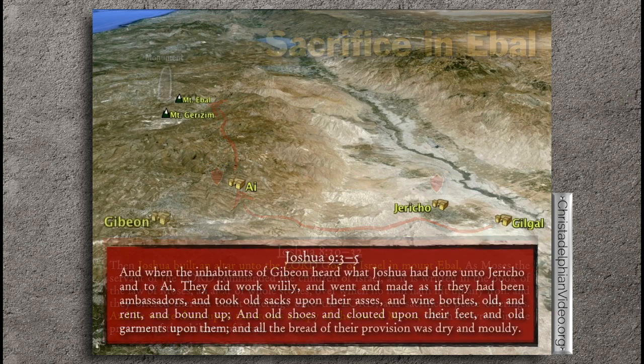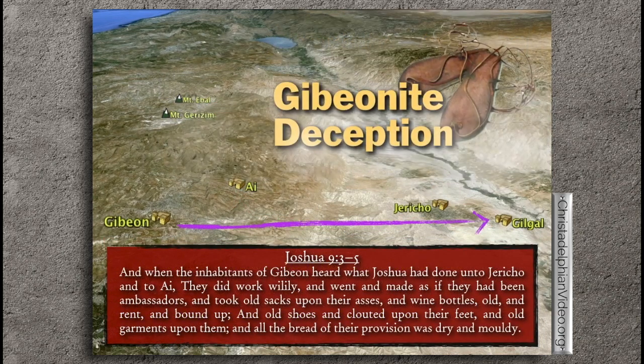Now, they're not that far away from this whole thing. Gibeon is right down here. Ebal and Gerizim up in the north. Ai is here. Jericho's there. They're camped at Gilgal. So the Gibeonites have watched them take out Jericho. They've watched them take out Ai. And then they're like, well, you know what? We don't think our odds are very good in this whole situation.